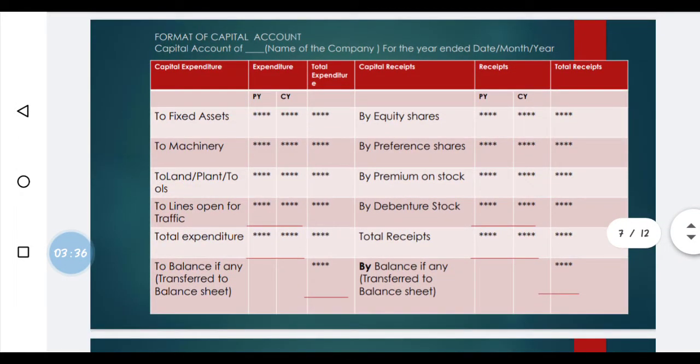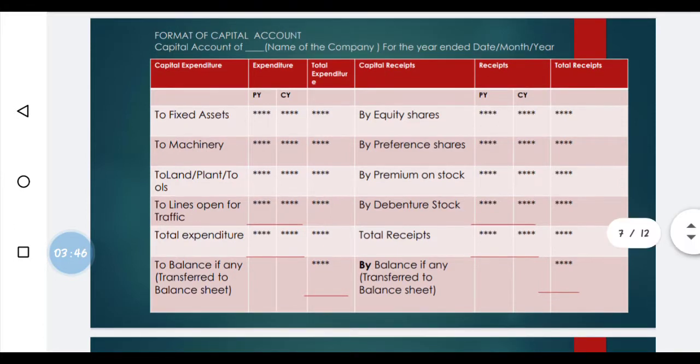Now we are going to see the format of capital account. Students, listen carefully. This one you are going to apply in the sum. Normally in capital account, take for example partnership capital, we will take particulars, that is debit side and credit side. Opening balance and closing balance of capital will be entered in the capital account. But in double account system, whatever amount you are investing in fixed asset should be written in the expenditure side, that is capital expenditure, and whatever you are receiving in the form of fund should be written in the capital receipt side.